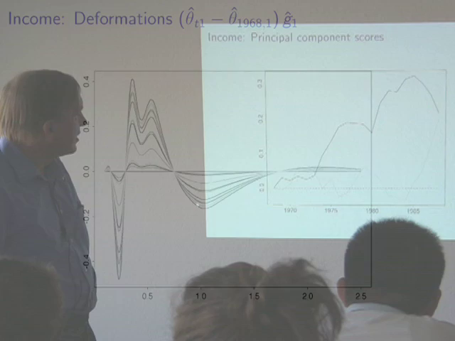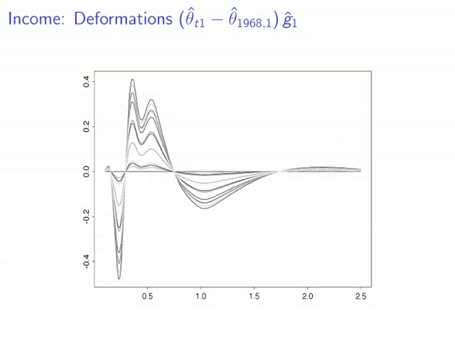What does it do? For example, what you see here, we show a little bit of deformations. How do the densities change over time? We just interpret the first principal component here. How do the densities change in this case? To represent that, we consider deformations. That is, for every year t, with 1968 as the basis, we just consider G1, the first principal component, and then the value theta hat T1 minus theta hat 1968.